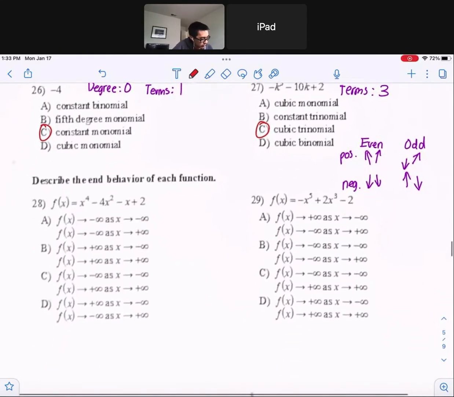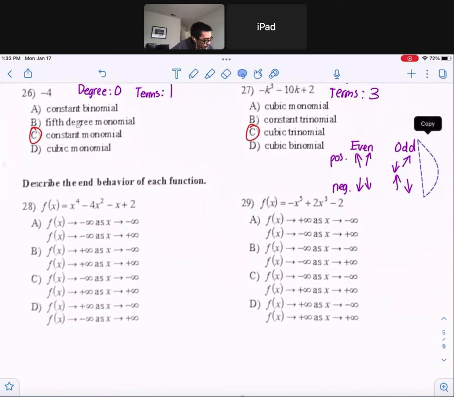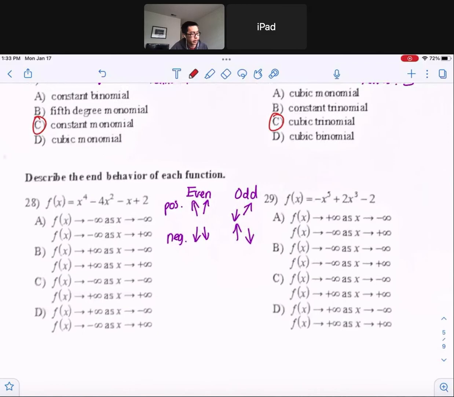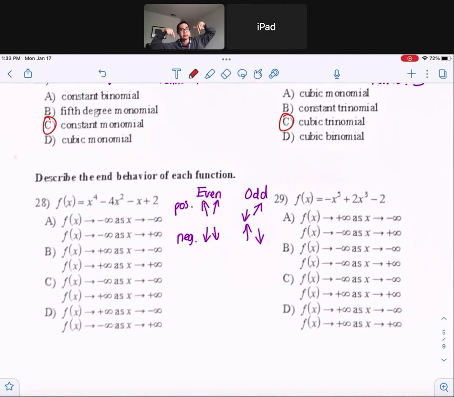Alright, so here are our end behaviors. You need to memorize these. Positive even is up, up; negative even is down, down. Positive odd: left hand should be down, right hand should be up. Negative odd: left hand should be up, and right side should be down. You have to remember this to remember your end behavior.